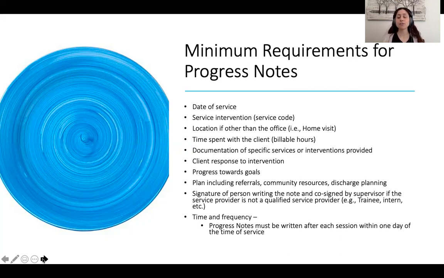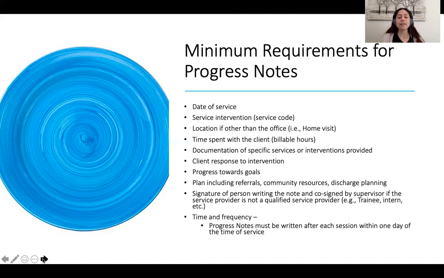Documentation of the specific services or interventions provided. This will be, when I teach you about GIRP notes in a minute, the I section. Your client response to the intervention, your R section in the GIRP note. Progress toward their goals for that treatment efficacy component. Your plan between sessions, which can include referrals, resources, and discharge planning, your signature, and if you're not fully licensed, the co-signature of your supervisor.